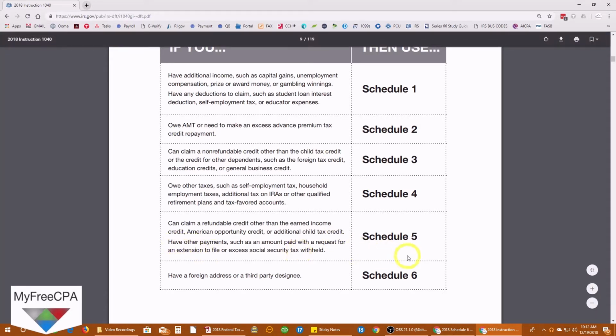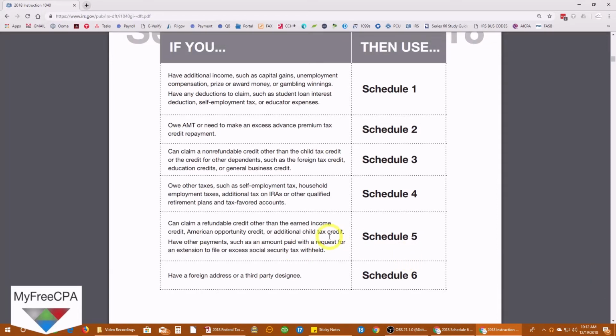Other payments, right? Other payments. If you made estimated tax payments, those also go on Schedule 5. And then they carry back over to the 1040.